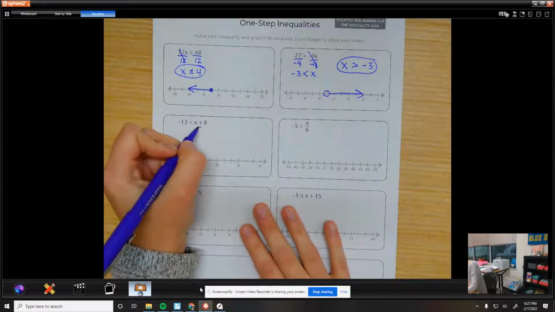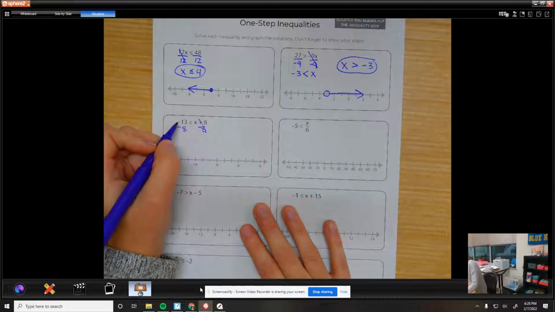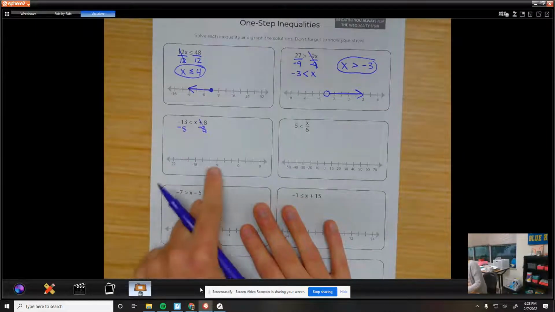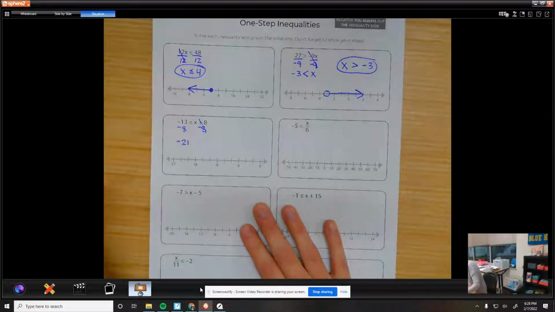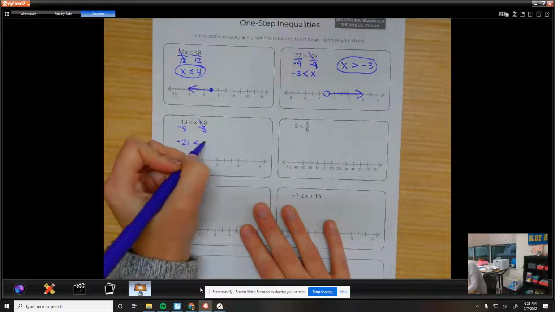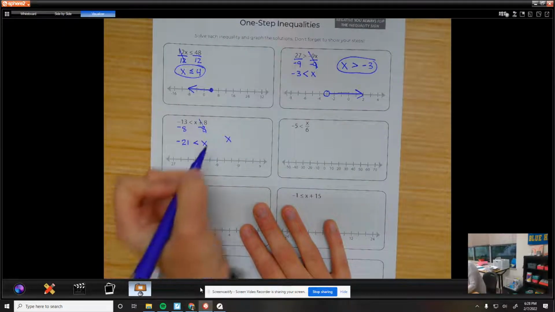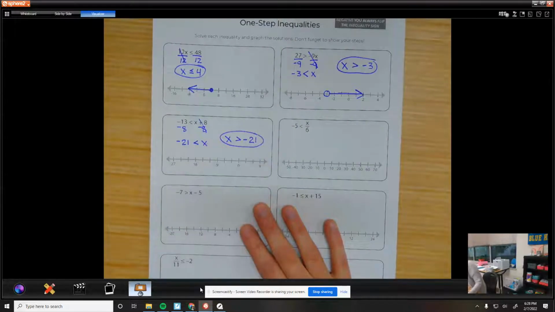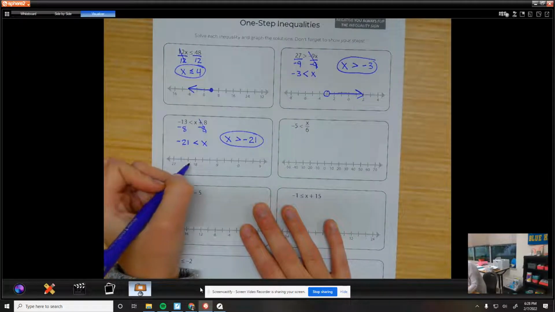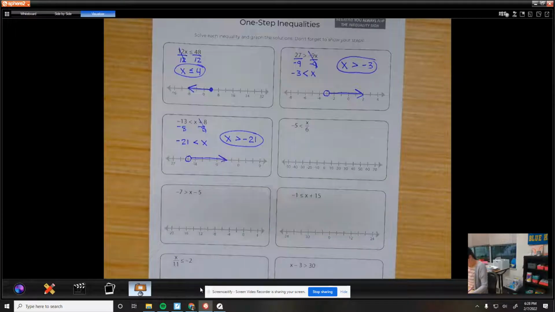Number 3, I'm going to subtract 8 from both sides. If I'm at -13 and I subtract 8, that means I'm going to the left. So that would be -21, I think. And that would be less than x. So I'm going to flip the whole thing because I want the x to be on the left. So x is greater than -21. So that is open circle, and I think it's counting by 3s. So that's -21, arrow to the right.